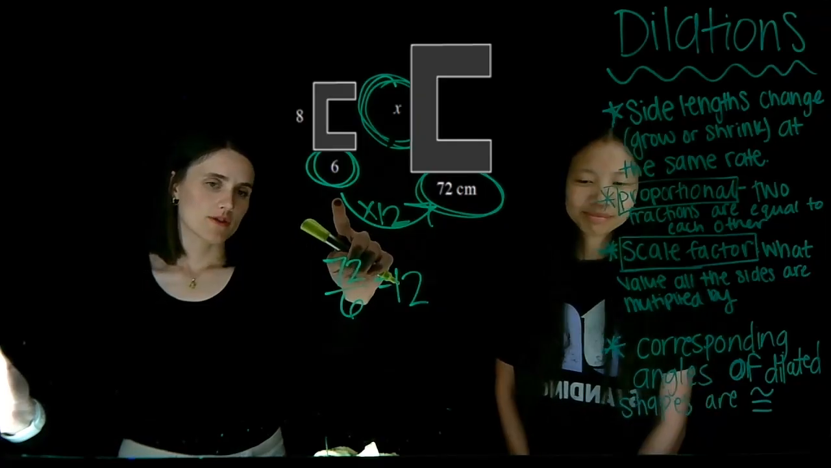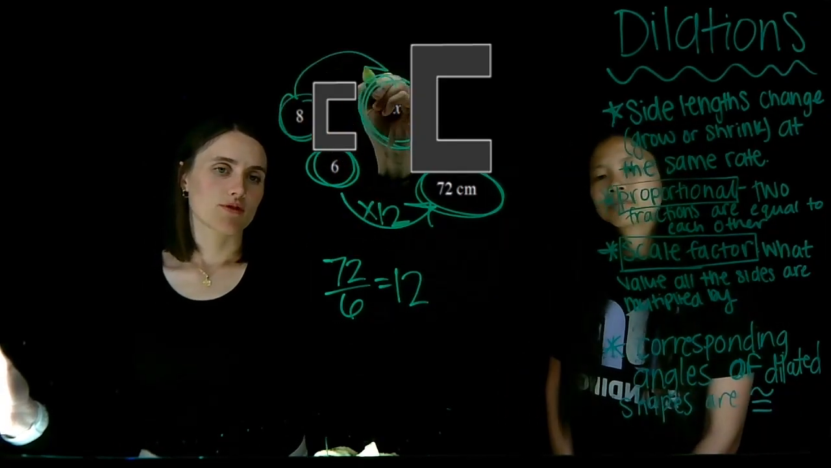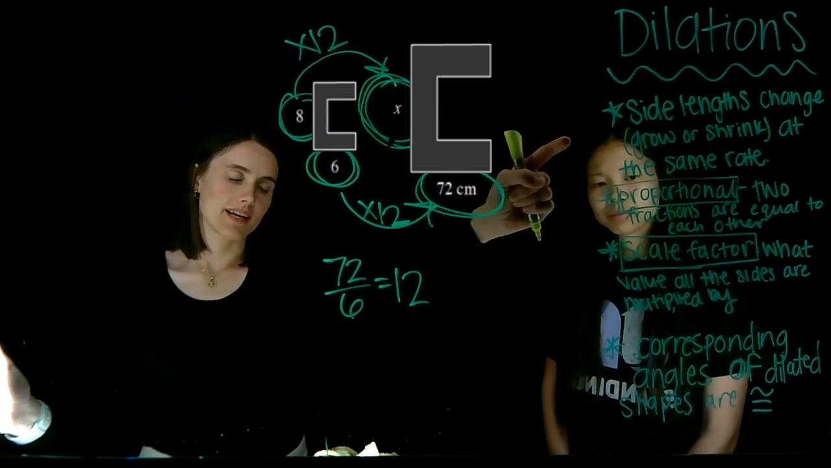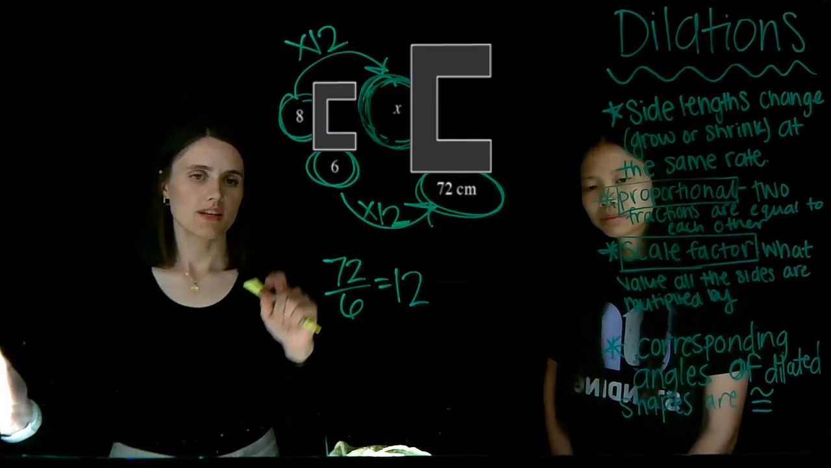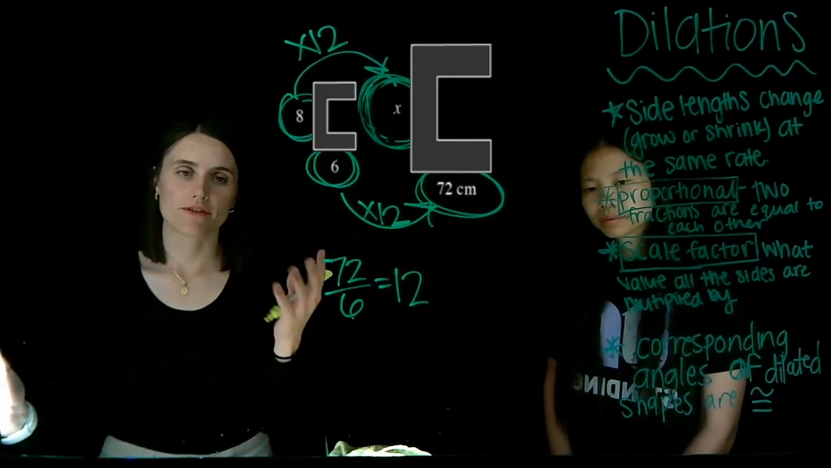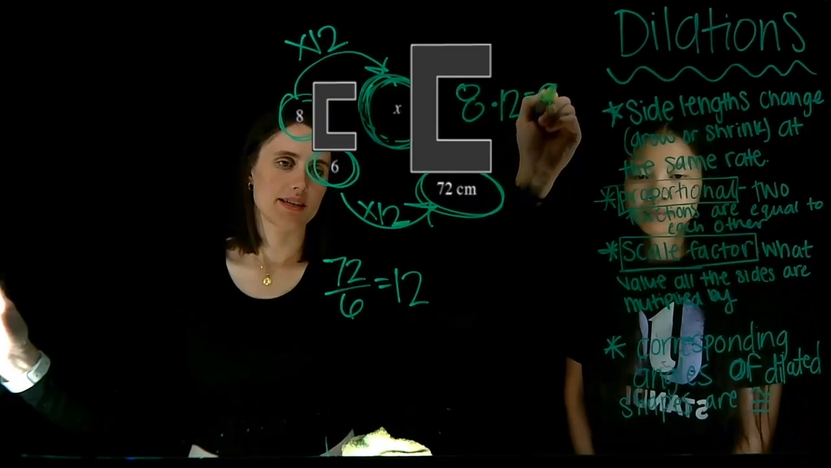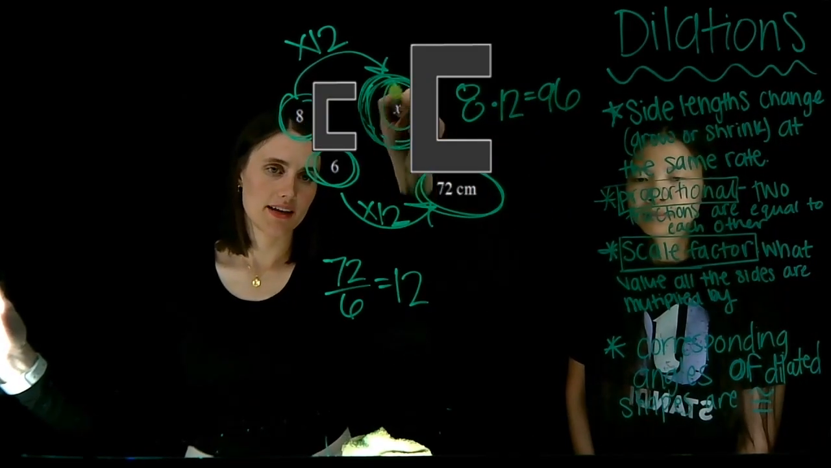So if we know that I have to multiply 6 by 12 to get 72, that means I have to take my 8 and multiply that by 12, because we know that side lengths have to grow or shrink by the same amount. And so 8 times 12 gives me 96. Again, you can do that in your calculator, or if you just know it off the top of your head, that's great. So I know that my missing side, X, is 96.